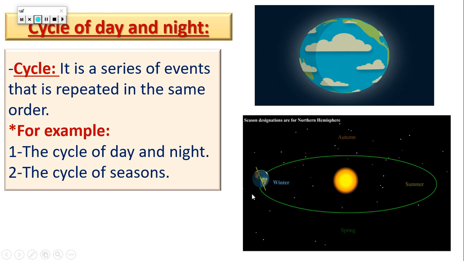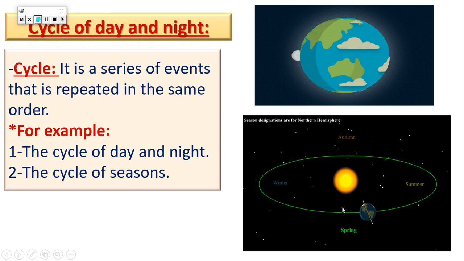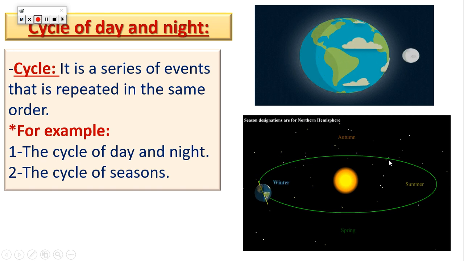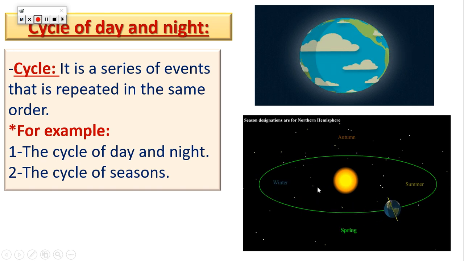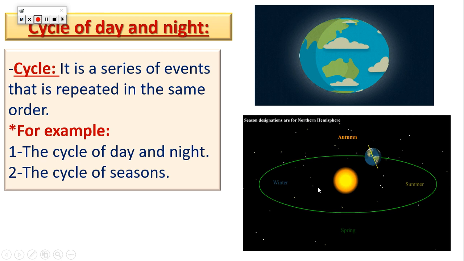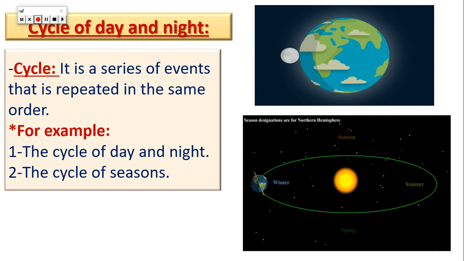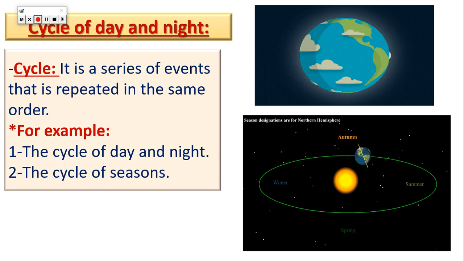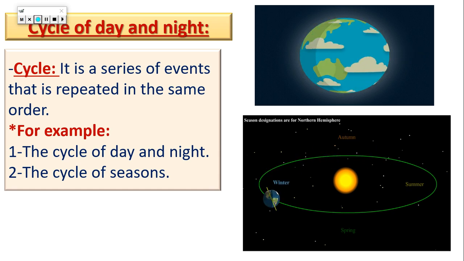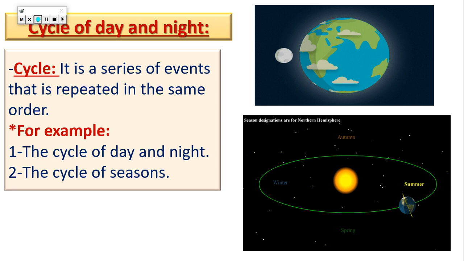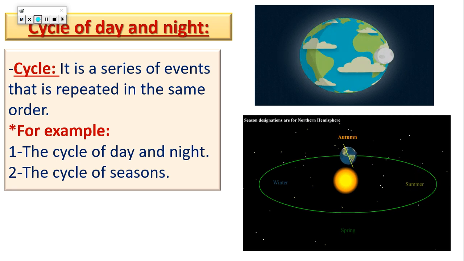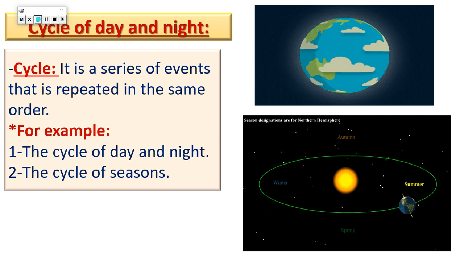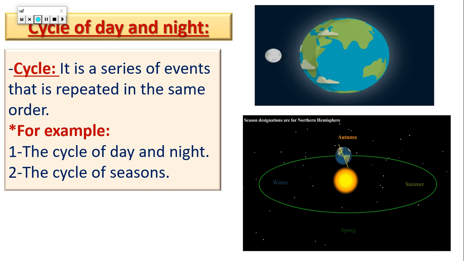When the earth is very near to the sun, we have summer. And when the earth is far from the sun, we have winter. And when the earth is not near or far from the sun, we have autumn and spring. So when the earth revolves around the sun, it goes through the cycle or the sequence or the pattern of the four seasons.